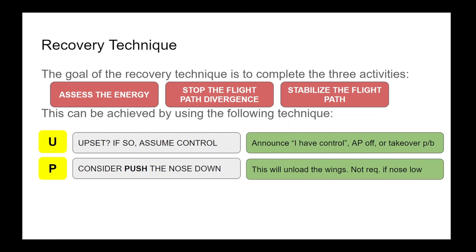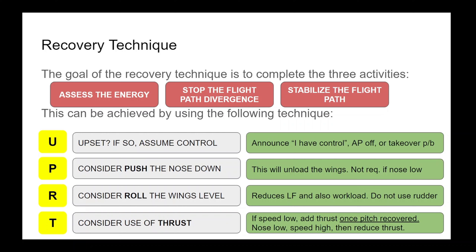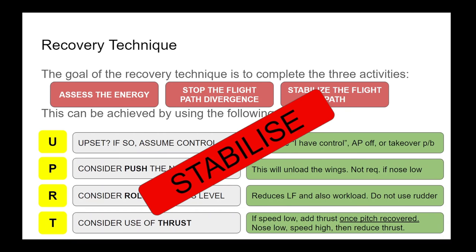Note that it is not required if nose low. R, consider roll. Roll the wings level, this reduces the load factor and workload. Do not use the rudder. And T, consider the use of thrust. If speed is low, add thrust only once the pitch is recovered. If nose low, speed high, then you must reduce thrust. Finally, we then must stabilize the flight with appropriate use of automation, flight guidance and crew communication.